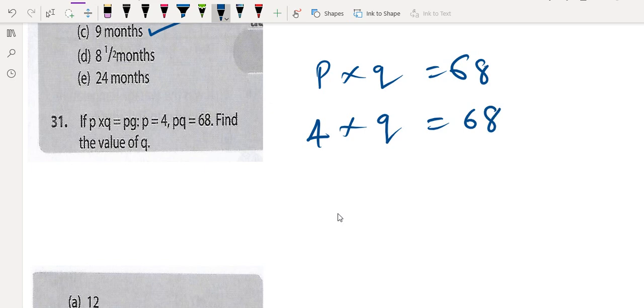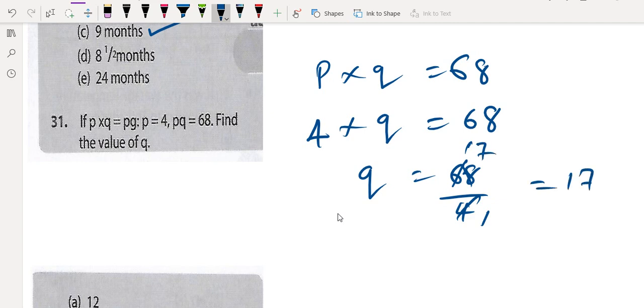Q is equal to what? 4... yeah. Q is equal to 17. Option C.